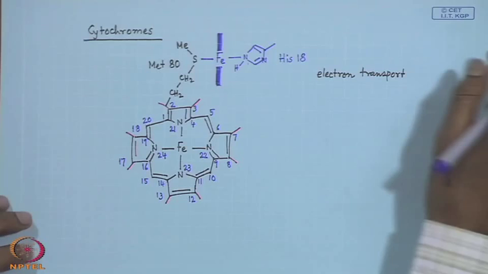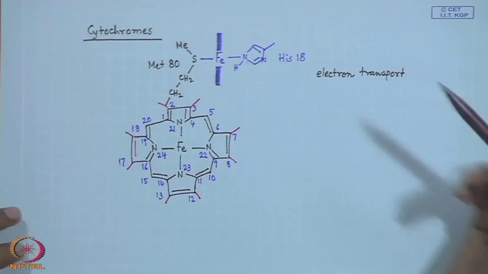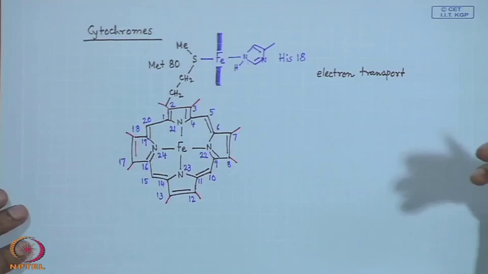So, all the positions we have numbered. Numbering is very important because most of the cases, the different types of cytochromes, if we say cytochrome A, cytochrome B, cytochrome C, D, etcetera, we will talk about only the substitutions, because all these substitutions play some important role, particularly their pK, how they bind and their corresponding shapes also.